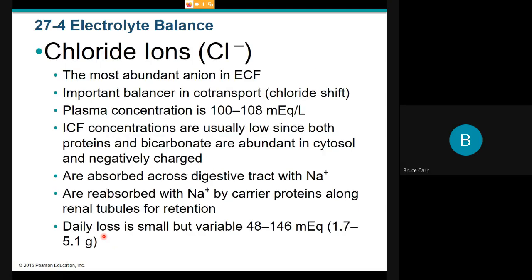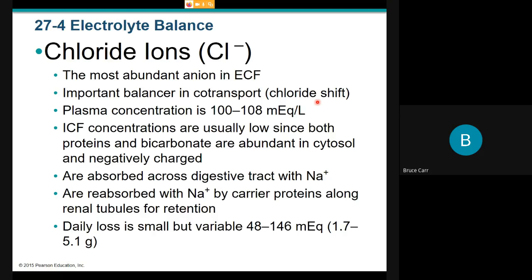Chloride ion is not usual for us to talk about, the negative ions. It's certainly the most abundant because we're eating it all the time. There's so many things that depend on sodium, but every time we eat an ion of sodium, we get an ion of chloride too. It's the most important balancer of co-transport, that chloride shift.